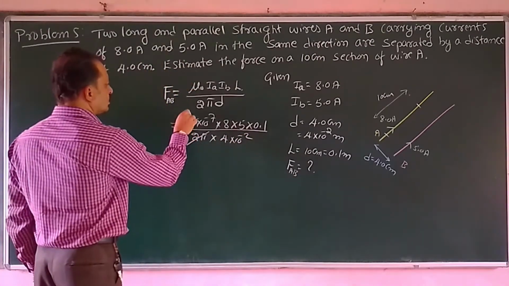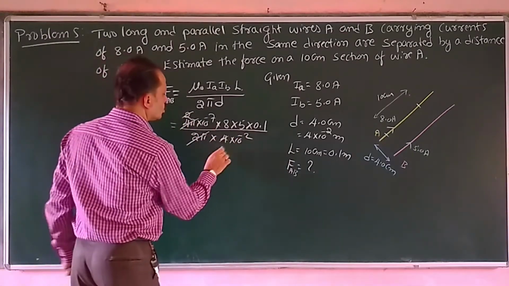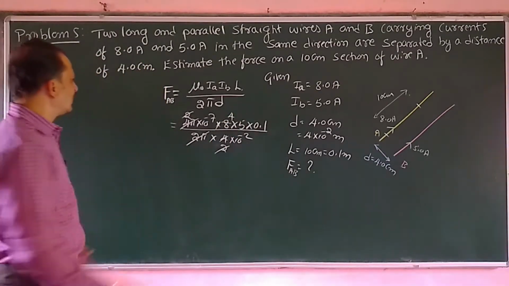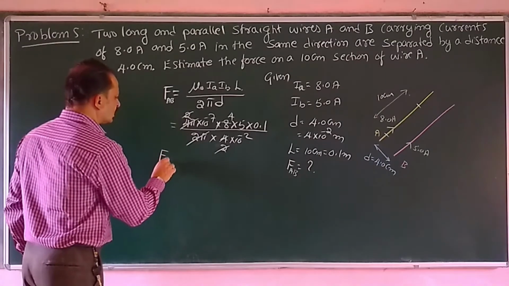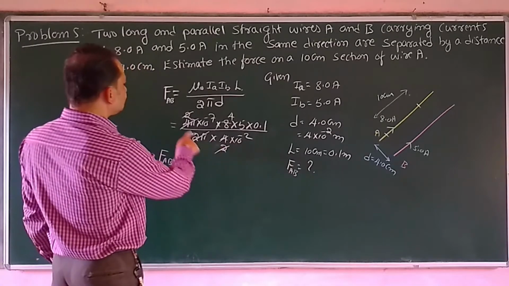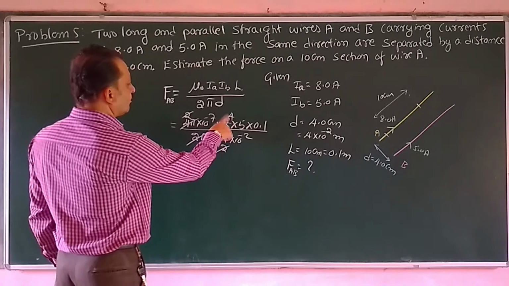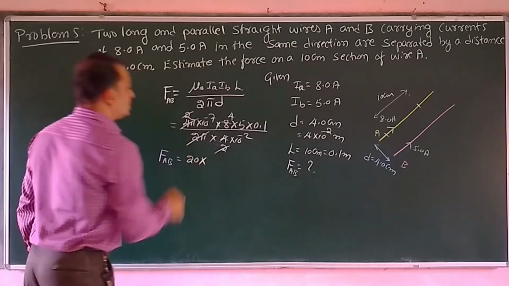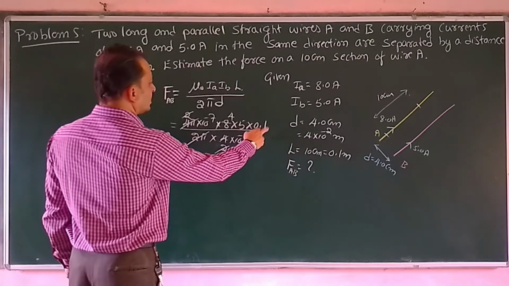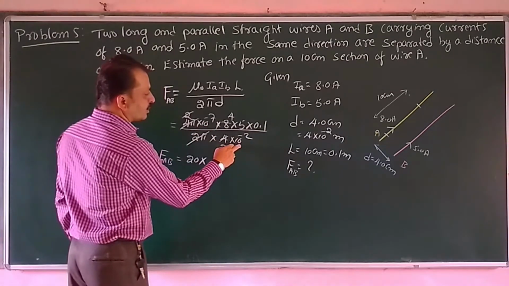Now the 2s cancel, pi cancels, and the 4s easily cancel. Therefore, force on the conductor A due to the magnetic field of B is equal to, what is the remaining thing here? 5 into 4 is 20, 20 into 0.1, which is 10 raised to minus 1. 10 raised to minus 1 times 10 raised to minus 7 is 10 raised to minus 8. In the denominator we have 10 raised to minus 2.